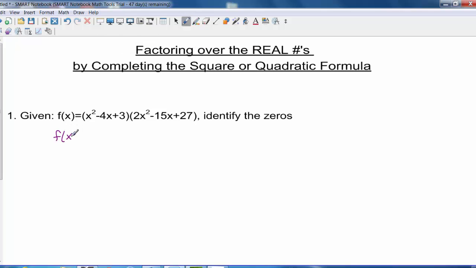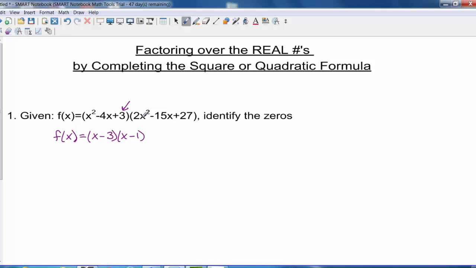When I look at x squared minus 4x plus 3, I'm seeing that that's a trinomial. My a value is 1, so I do not need to split this middle term. All I have to do is come up with two factors that multiply to 3 and add to negative 4. So that would be x minus 3 and x minus 1. Those two numbers multiply to positive 3 and add to negative 4.